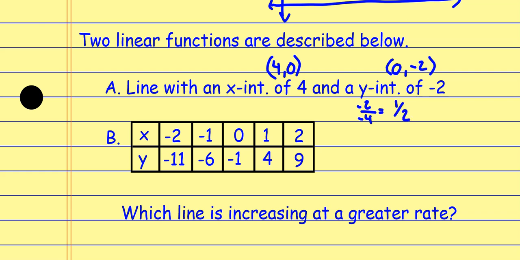And then this one, when I'm looking at a table, I just look at change in y over change in x from a different perspective. Like here, it's going up 1 each time. So that's the change in x. Here it's going up 5 each time. So that's the change in y. So if I do change in y over change in x, that's 5 over 1, which is 5. And so when I want to know which one is increasing more rapidly, well, it's obviously the 5, all right, because 5 is bigger than 1/2. So it's the linear equation B.